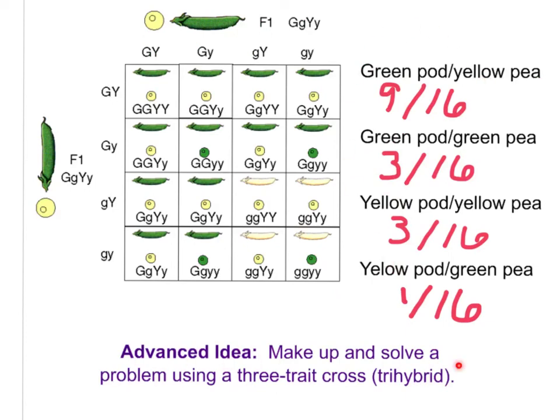An advanced idea, make up and solve a problem using a 3-trait cross. A trihybrid is what that would be called. See if you can figure out how you might do that.